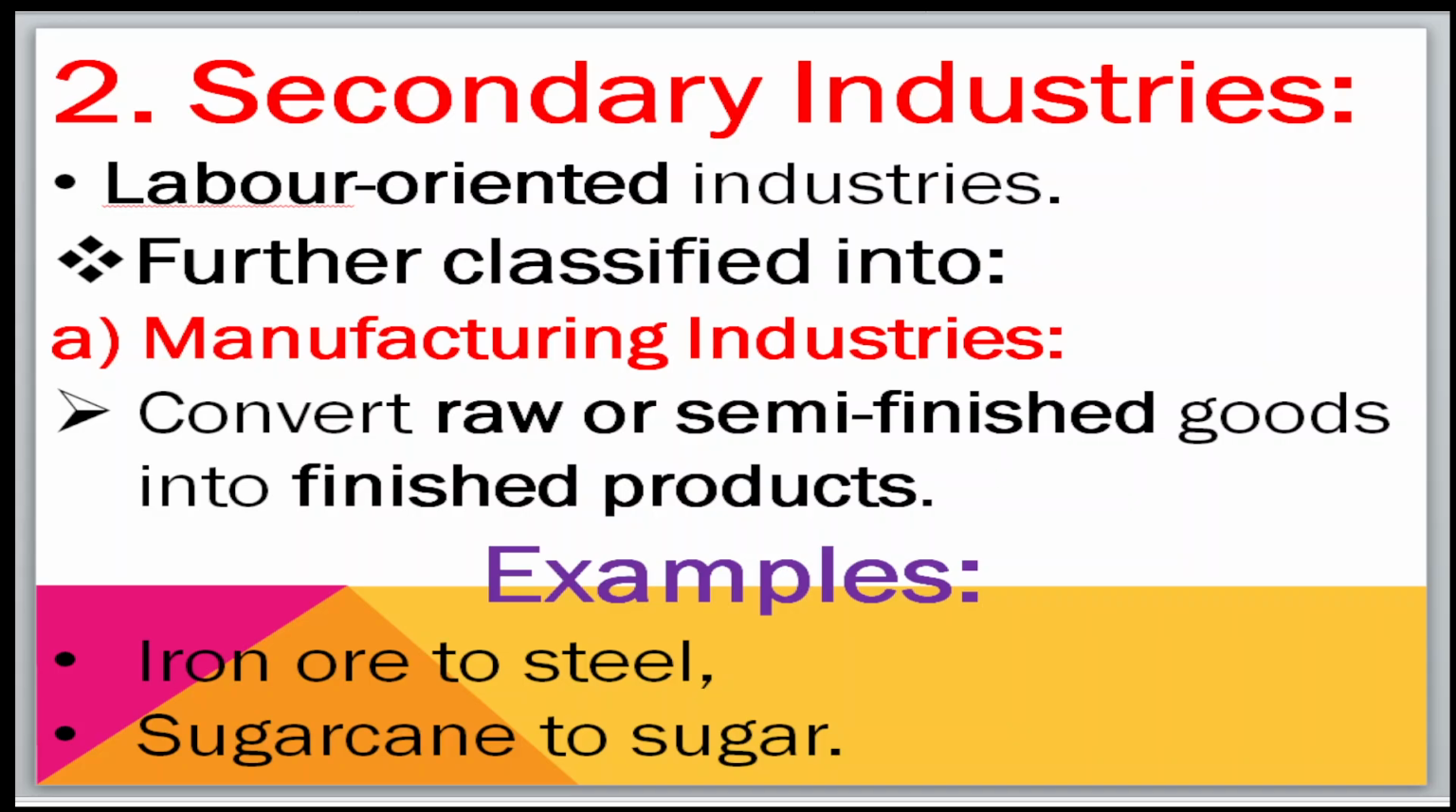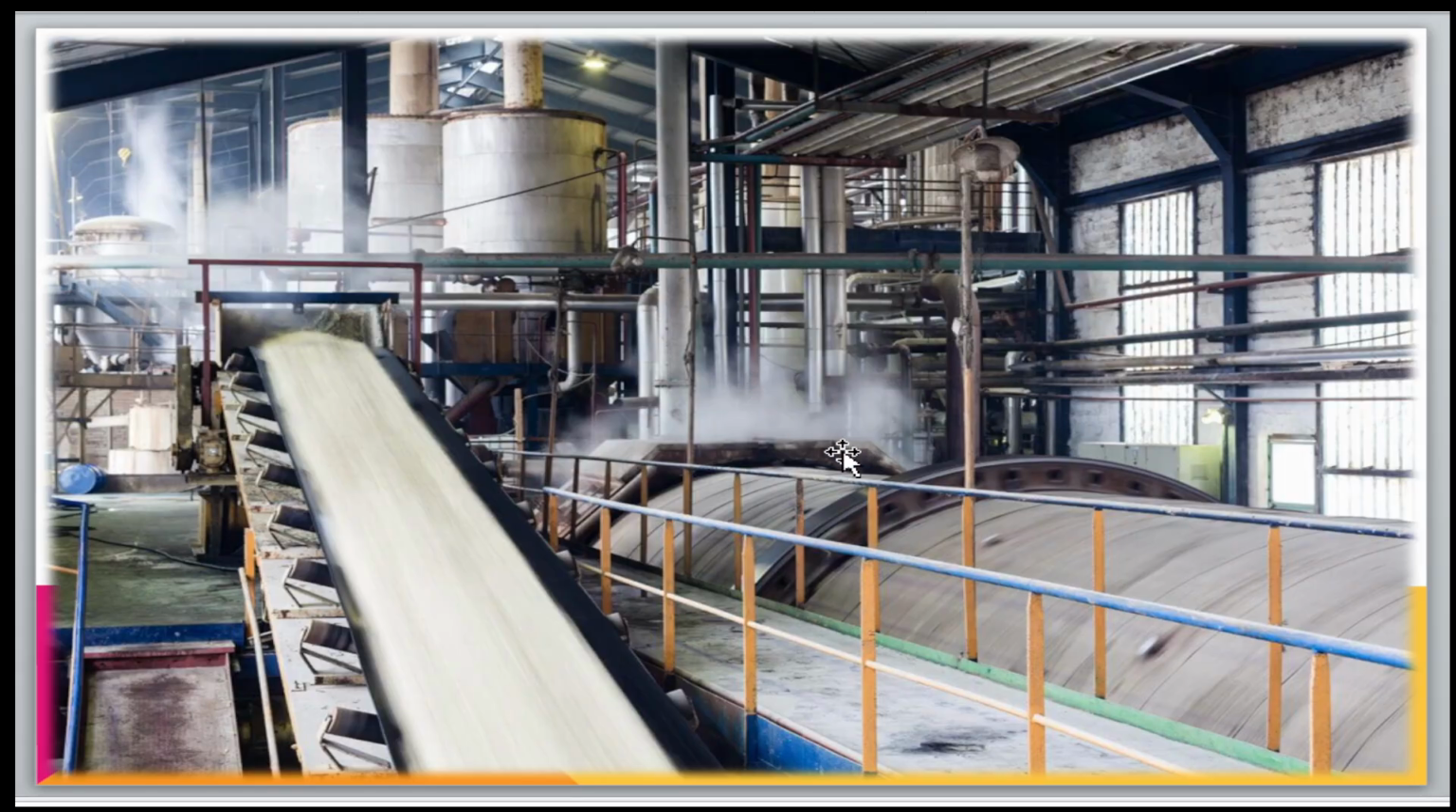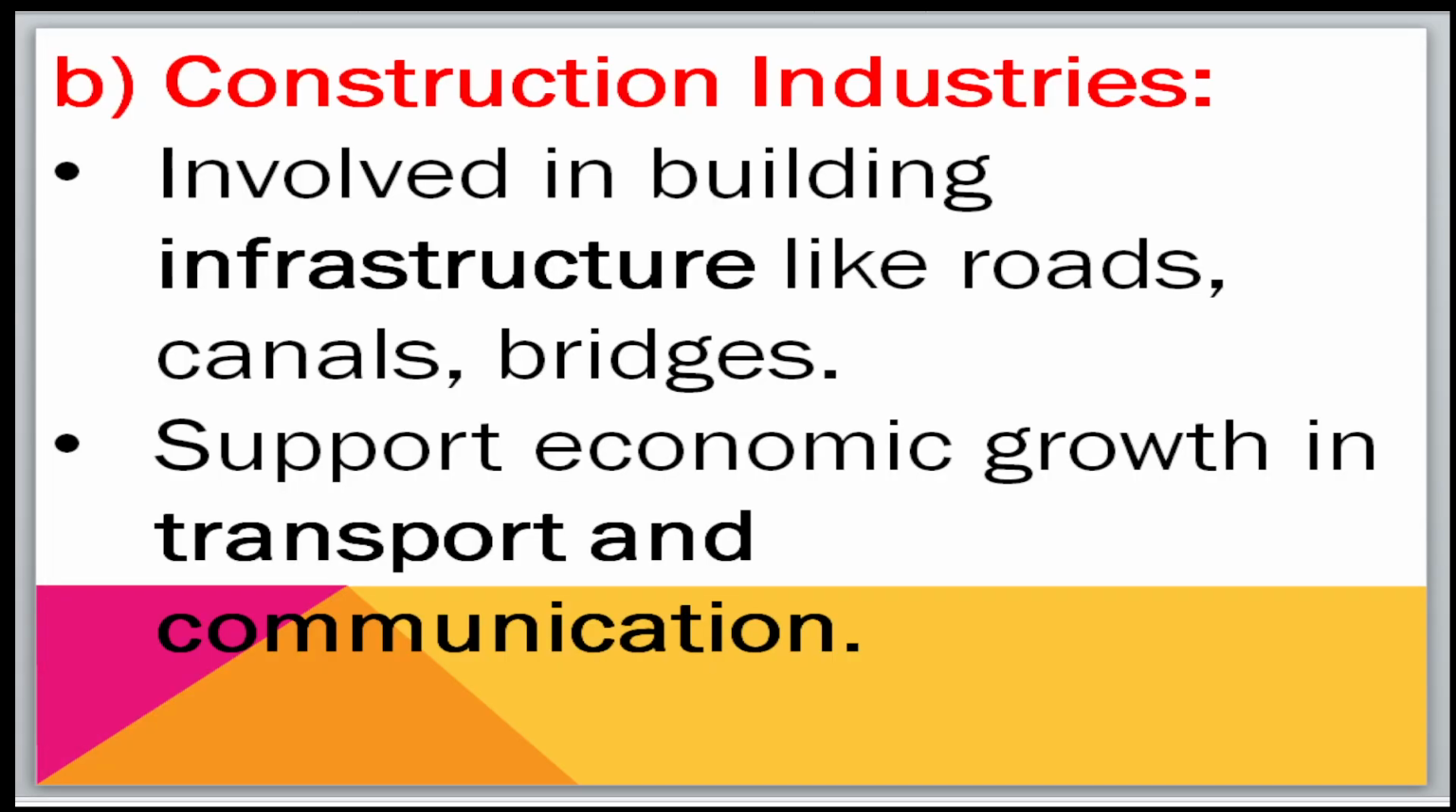From sugarcane to sugar. They first insert the sugarcane inside, and then afterwards they get the sugar. Here it is coming out, sugar. These are the secondary industries. The first one is the manufacturing industry. Now come to the construction industries.